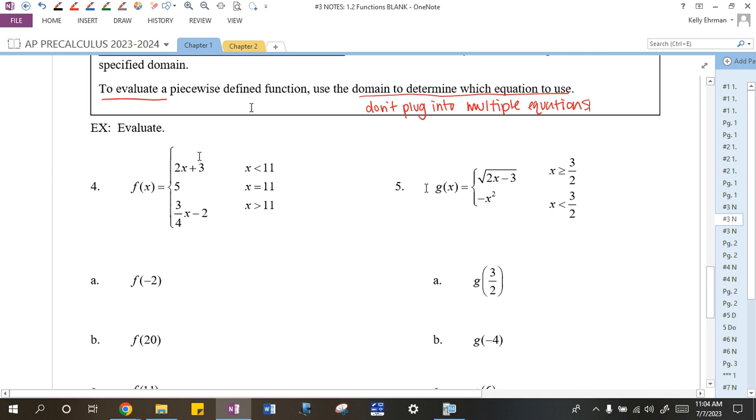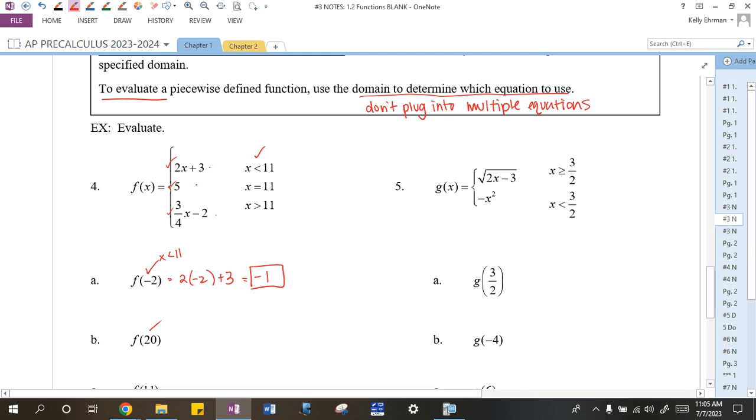So here's f of x. It has 3 pieces to it. For x values less than 11, we use this 2x plus 3. When x equals 11, we use the y value 5. And when x is greater than 11, we use this line. So find f of negative 2. Negative 2 falls into the x less than 11 category. So plug into 2 times x plus 3, and just do the math. Negative 4 plus 3, negative 1.